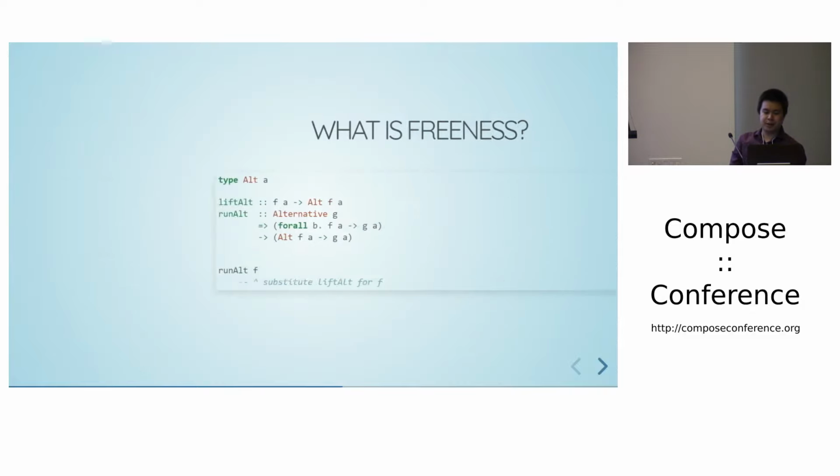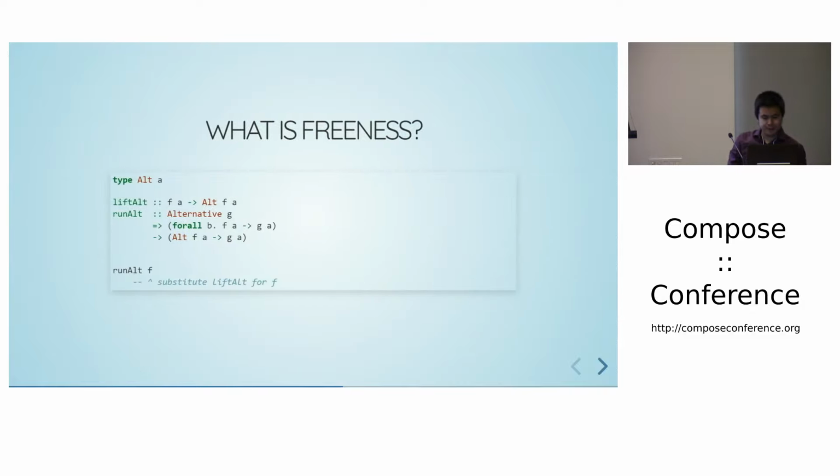So how does this work with our alt type? Alt has the same interface. We can lift something into the alt, we can inject it, or we can run out, we can fold it. So liftAlt is the analogy of injecting, typo there, it's actually Alt f a. And runAlt is the analogy of foldMap. And when we do runAlt, we substitute all liftAlts for the function we want to substitute in.